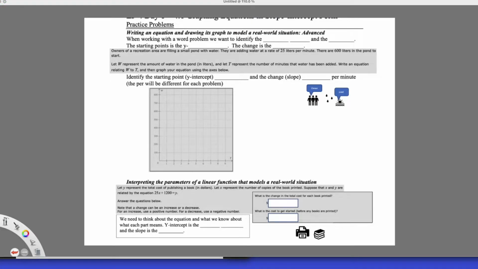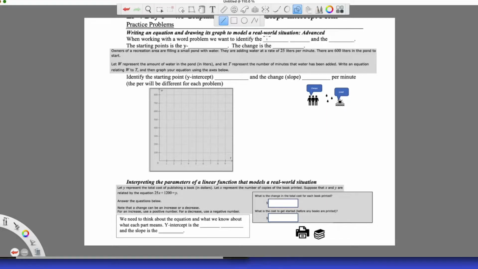All right, so we're going to continue to use slope-intercept form for writing equations, and now we're going to apply it to some word problems here. So remember, when we're working with a word problem, or any problem really, we want to identify the starting point and the change. So these are the words that I like to use to relate these two. Remember, the starting point means the y-intercept. That's where we see it on the graph and how we refer to it in the equation. And the change is the slope.